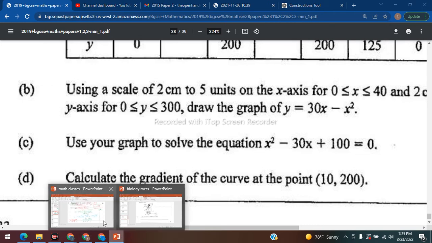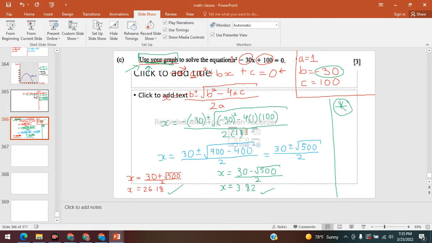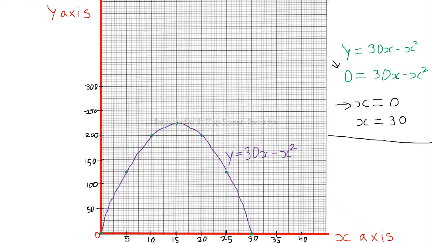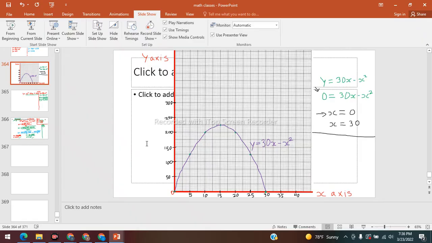Alright, so let's go back to it. So we want to find the slope at the point 10 to 100 right now. Okay, that's what we want to do. So in order for us to find the slope of this curve at the point, we'll have to draw a tangent line. So let me just write the steps for you.